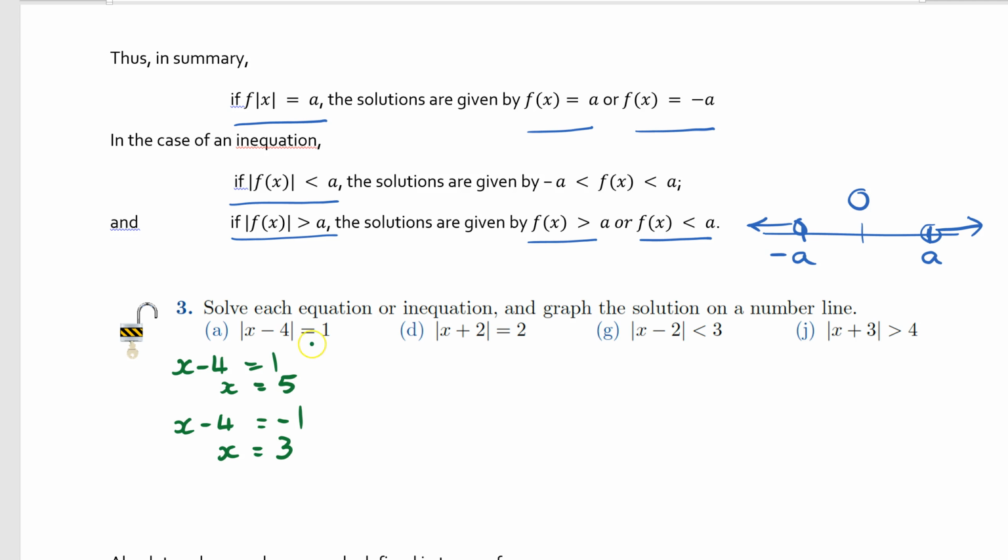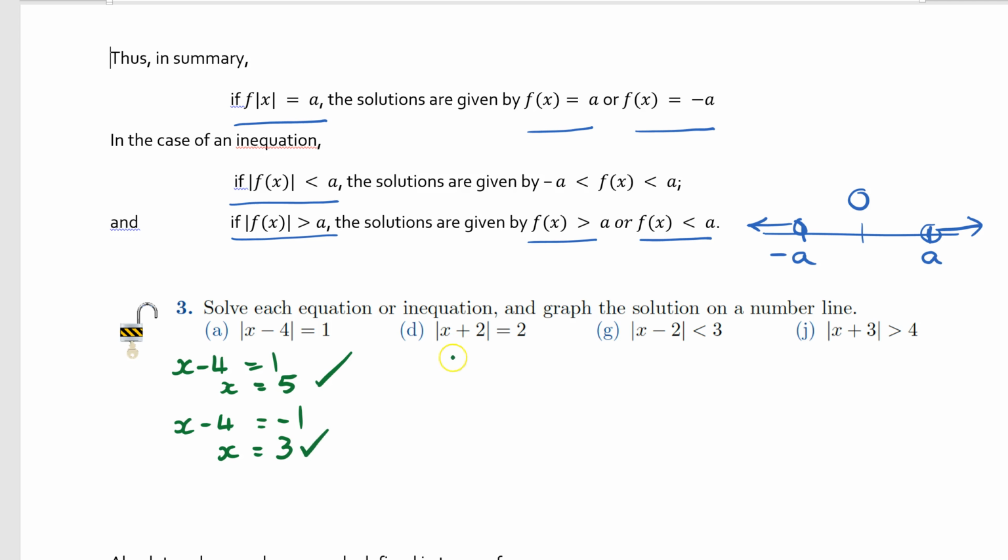But at this stage, when it's something more complicated than the ones we did up above, we really should check these to make sure that they're valid answers. So if I put 5 into here, 5 minus 4 is 1, mod of 1 is 1, so that's okay. I put 3 in, 3 minus 4 is -1, but mod of -1 is also 1, so that checks out.